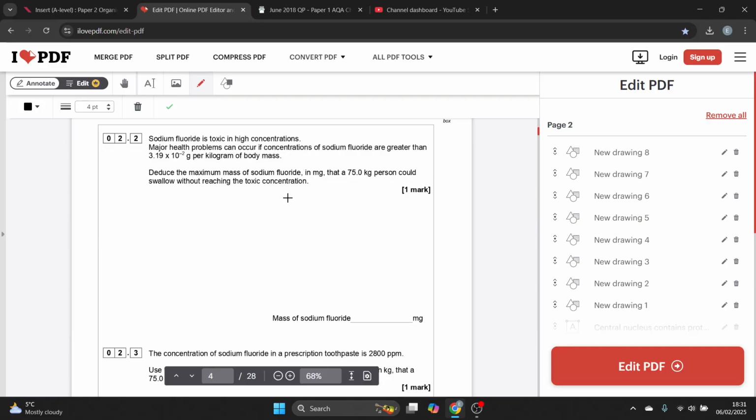Then it says sodium fluoride is toxic in high concentrations. Major health problems can occur if the concentration of sodium fluoride is greater than this many grams per kilogram of body mass. Deduce the maximum mass of sodium fluoride in milligrams that a 75 kg person could reach without swallowing a toxic concentration. So all I have to do here is, because I know it's greater than this, the maximum mass is 3.19 times 10 to the power minus 2 times 75.